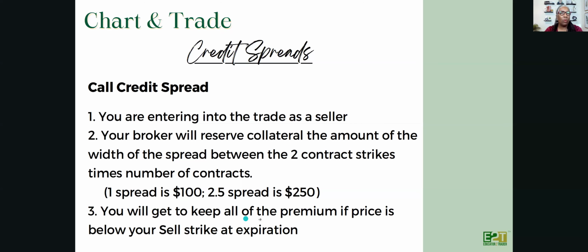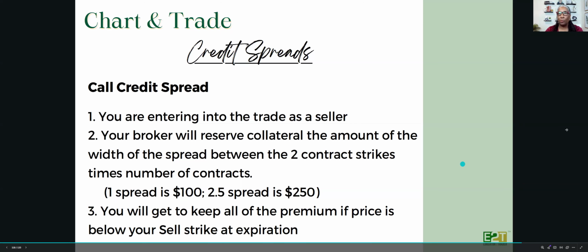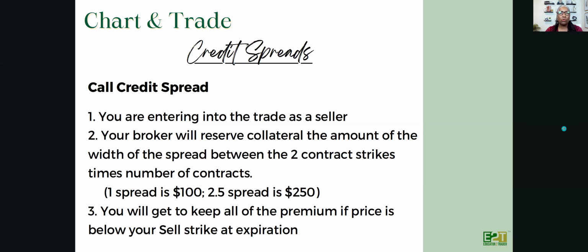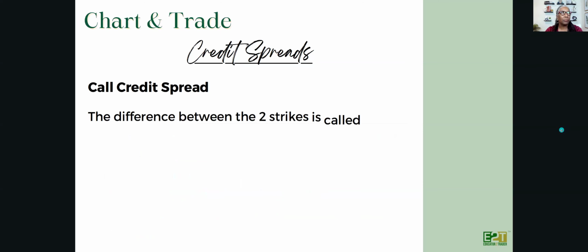Basically, you're going to get to keep all the premiums if the price is below your sales strike at expiration, just like with covered calls. If the price is below your sales strike at expiration, you're going to keep all the premiums that you received at the beginning of the trade.